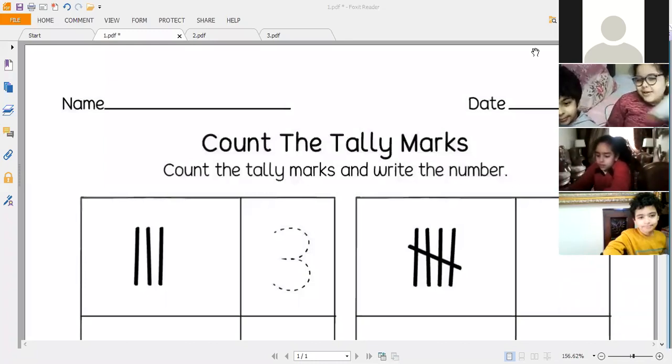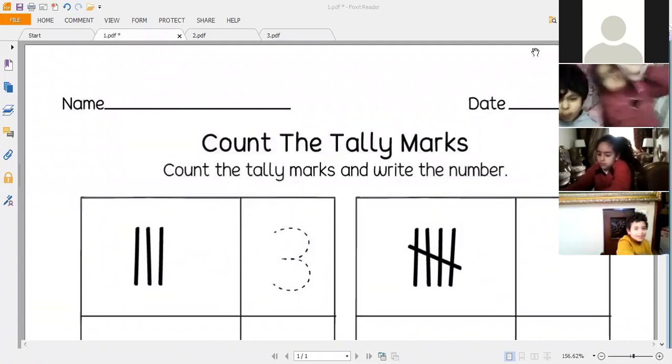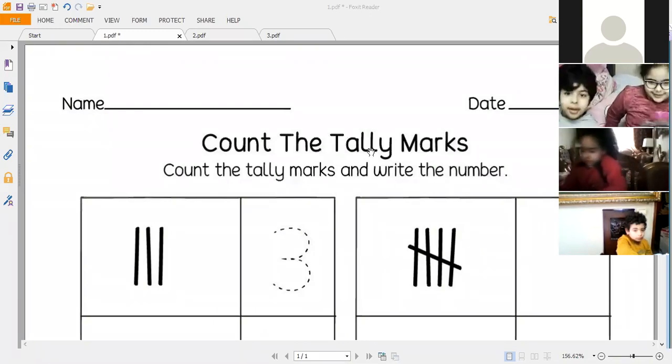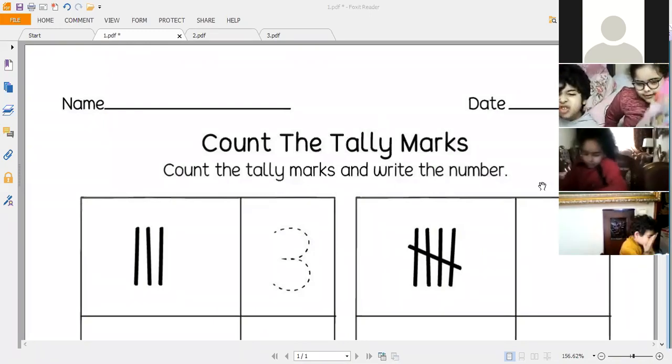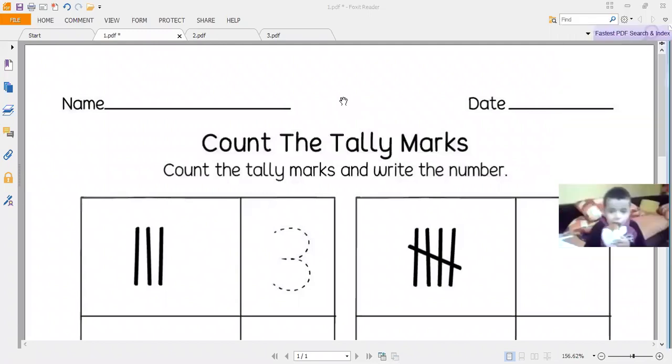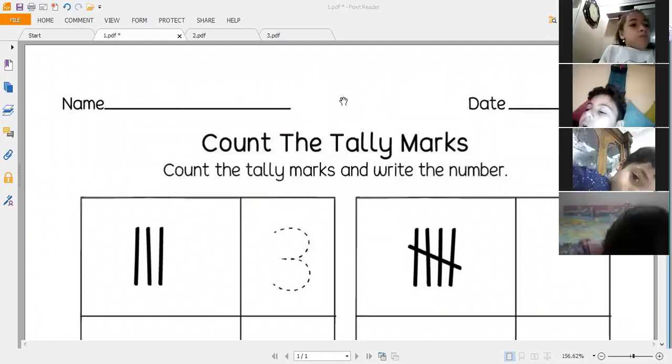Today we're going to learn the tally marks. Do you know what's the meaning of tally marks? If you know what's the meaning of tally marks, raise your hand. If you have any idea about the tally marks, raise your hand. Okay.